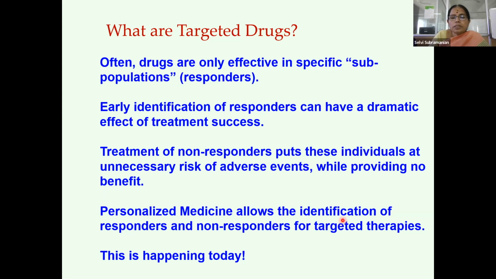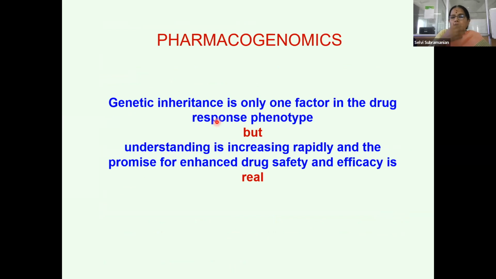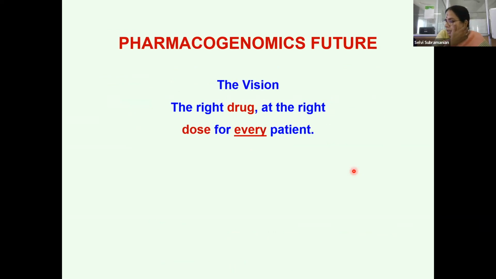Personalized medicine allows the identification of responders and non-responders for targeted therapies. This is happening today. This we call personalized medicine. Genetic inheritance is only one factor in the drug response phenotype, but understanding is increasing rapidly and the promise for enhanced drug safety and efficacy is real. So pharmacogenomics is happening. That means personalized medicine is there. The vision of pharmacogenomics is the right drug at the right dose for every patient.